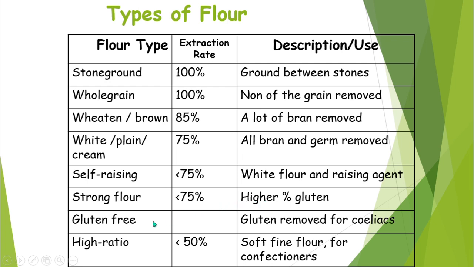And then we come to the gluten-free flour type. This is very important and is the need of the hour, because these days more people are suffering from gluten allergy known as celiac disease. So gluten needs to be removed. These gluten-free flours are used for celiacs, the persons who are suffering from gluten allergy. Then there is the high ratio flour. In this, the extraction rate is less than 50%, and it is a soft fine flour which is used by confectioners.